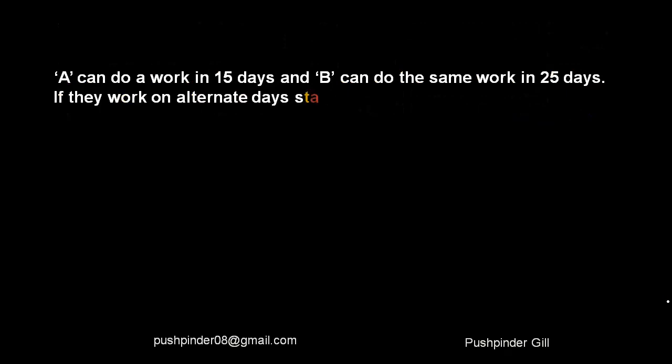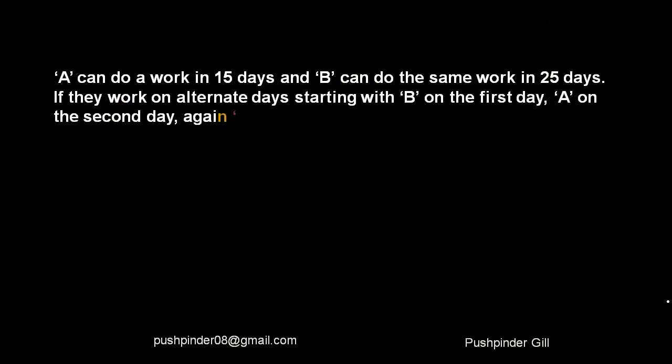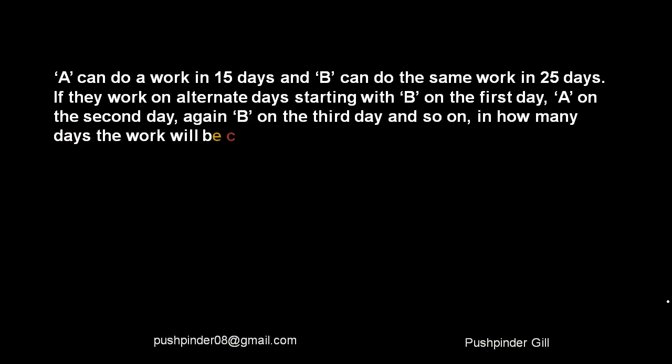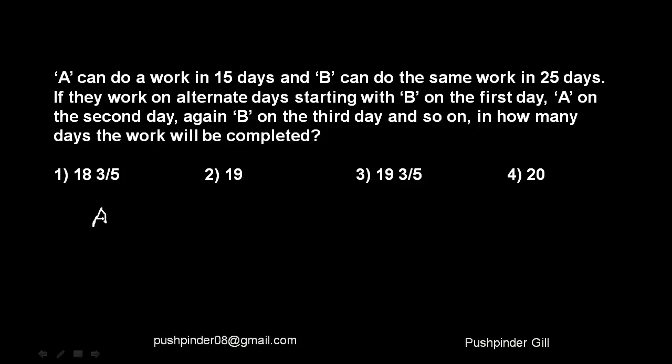Now in this question over here, A can do a work in 15 days, B can do the same work in 25 days, and if they work on alternate days, starting with B on the first day, which is very important. He's trying to confuse you. He's starting with B on the first day, then A on the second day. So how many days will the work be completed? Again, the same kind of question, right? So let me just do it in a quick manner so that you are able to understand it.